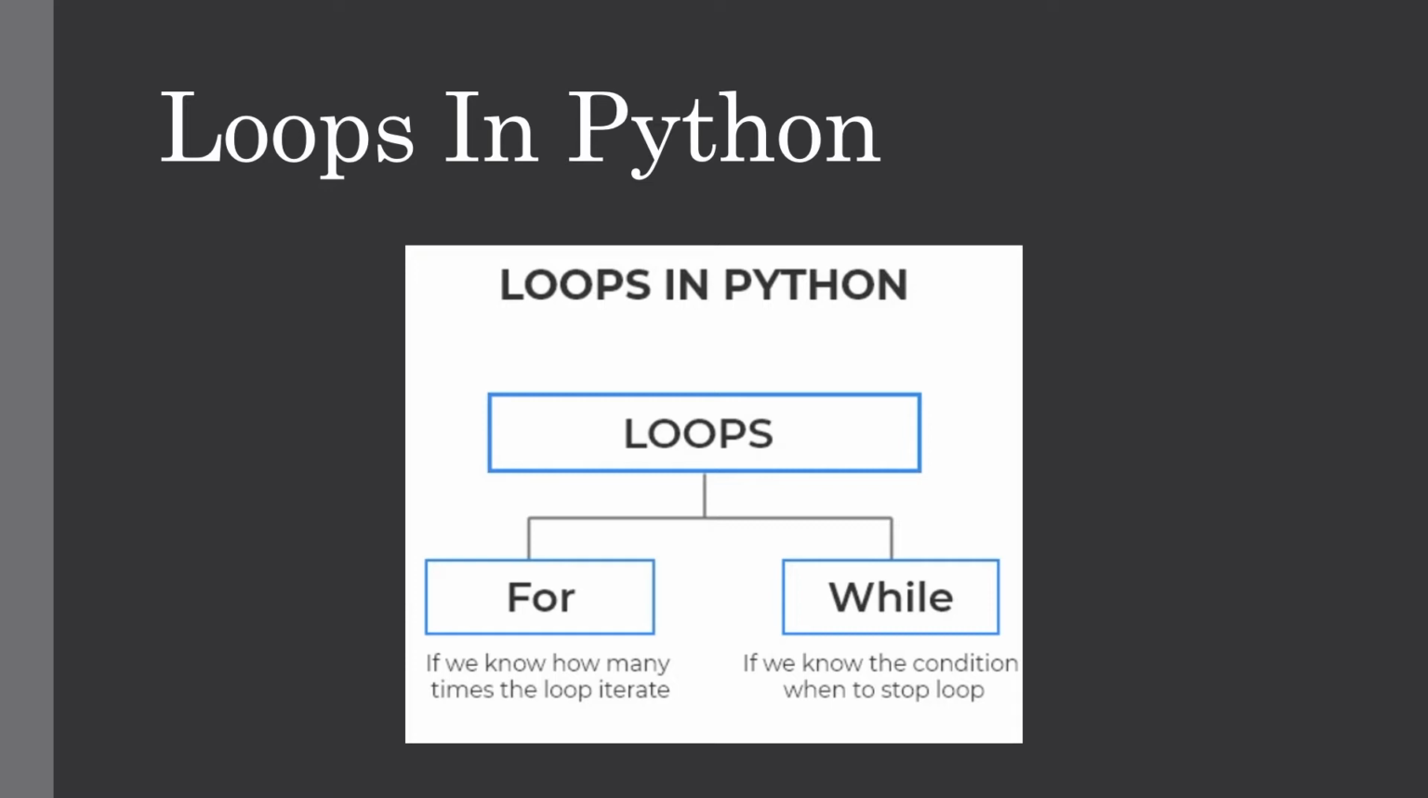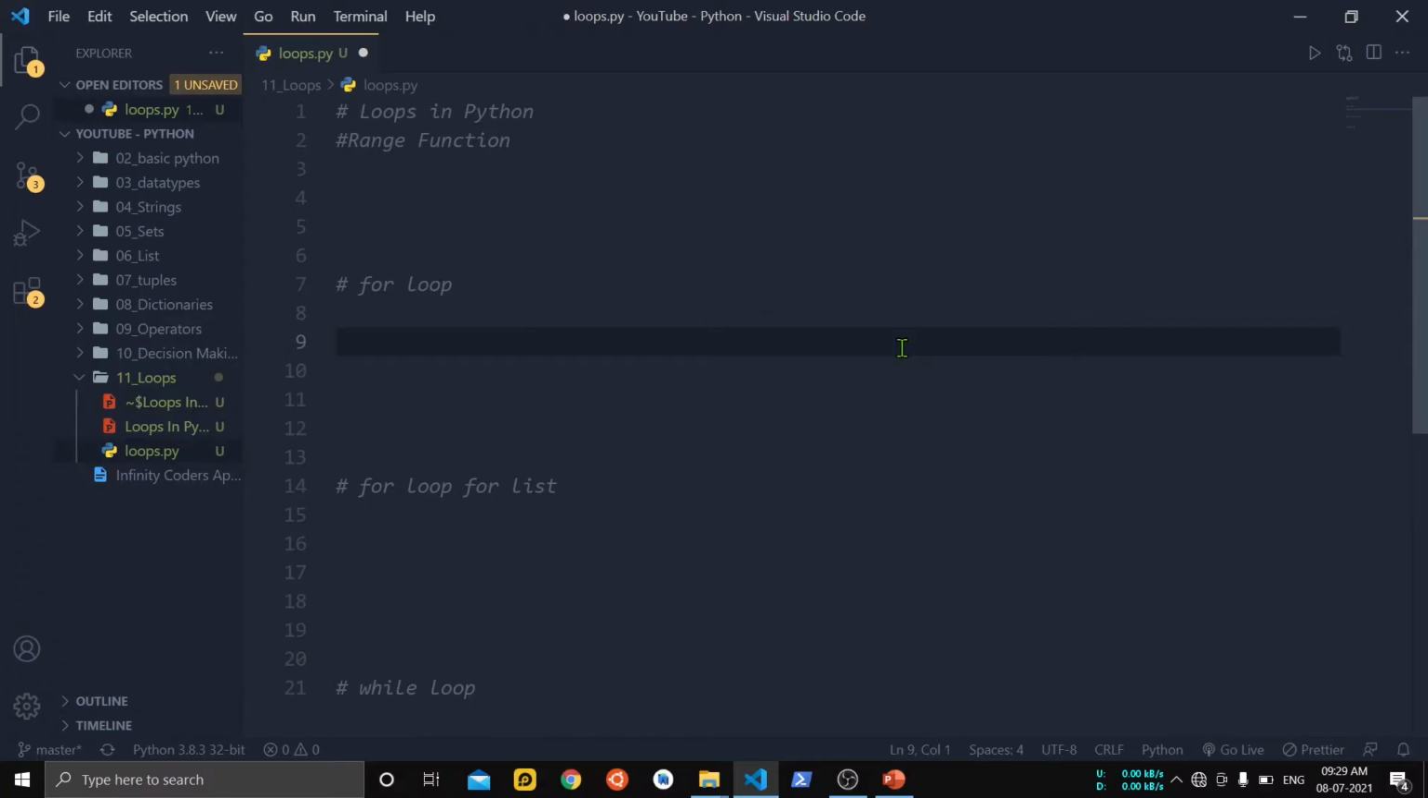Now let us see types of loop. In Python we have two types of loop, that is for loop and while loop. Python does not support do while loop. So if we know how many times we want to iterate through a loop, in such cases we use for loop. But if we don't know the condition when to stop the loop, then in such cases we use while loop. Now let us understand loops with the help of examples.